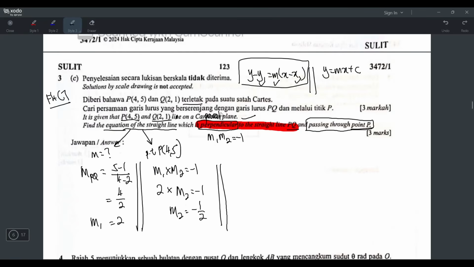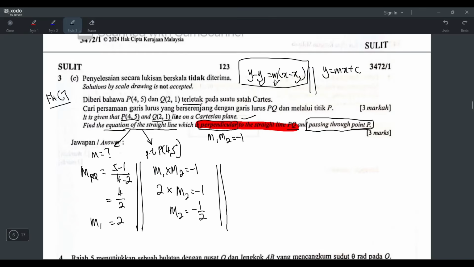Can you tell me, if I change this word to parallel, how to do this question? Okay, parallel, you will do M1 equals M2. So if they say parallel to PQ, what does it mean? It means your M1 is 2, your M2 is also 2, because parallel means the gradient is the same. But if perpendicular, the gradient is not the same. The gradient M1 times M2 will be -1. That's why we have to use this formula.